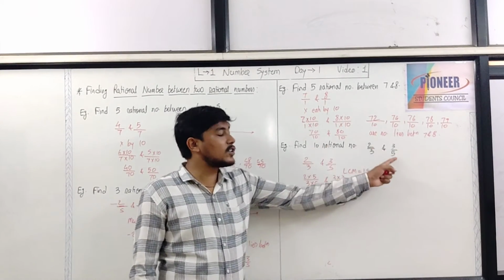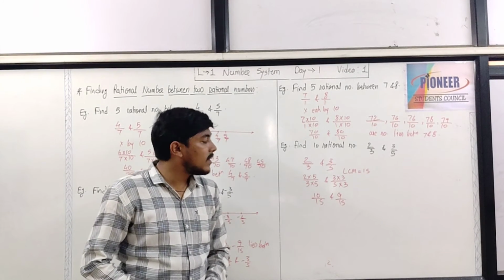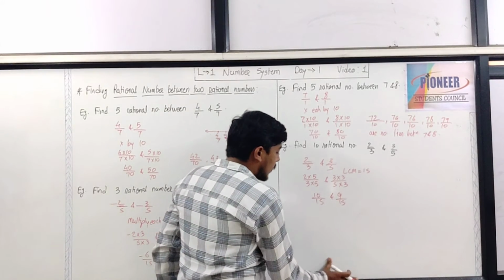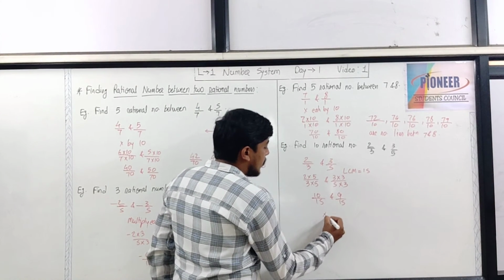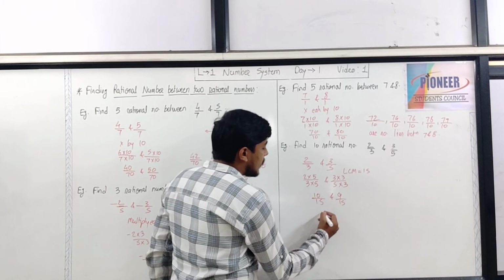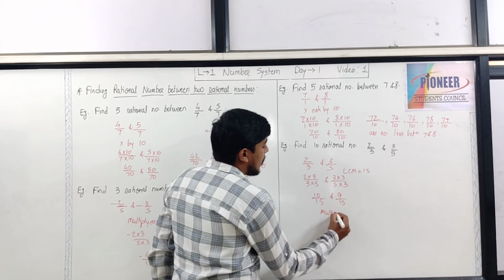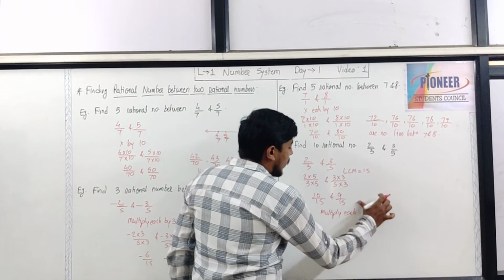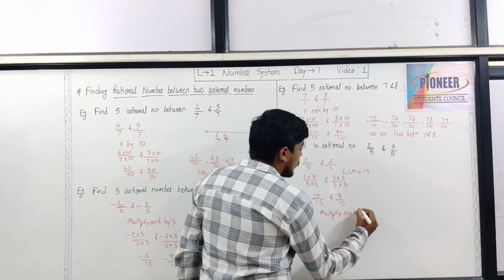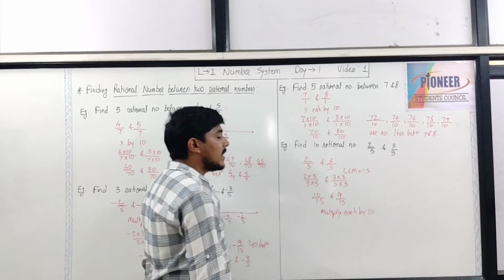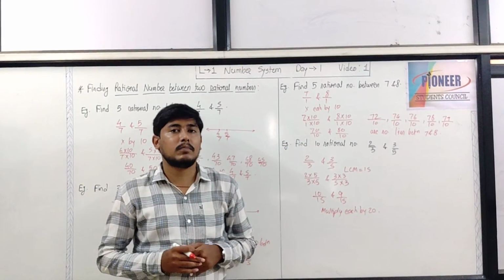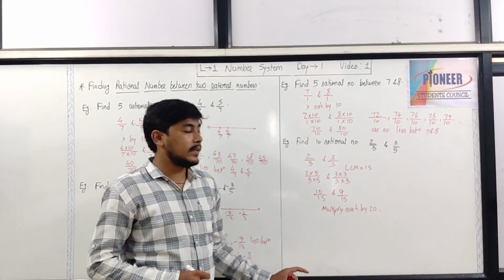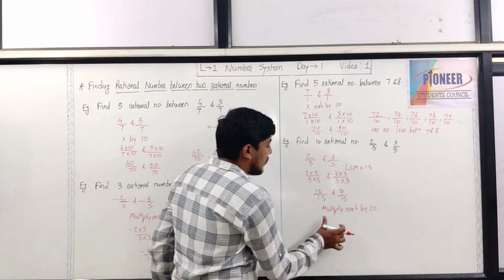Now what we have to do? We have to find 10 rational numbers. So how can we find 10 rational numbers between these two numbers? See. Now we will do one thing. We will multiply each by 20. Each by 20. Where does the 20 come from? I took it by myself, from my own mind. You can also take any number to multiply. Okay. Now we have multiplied by 20.